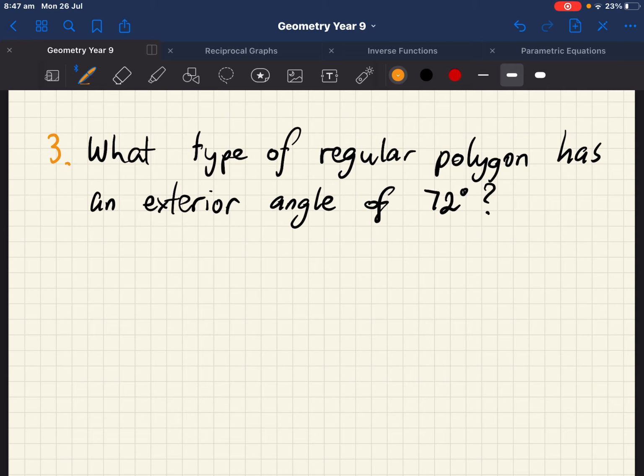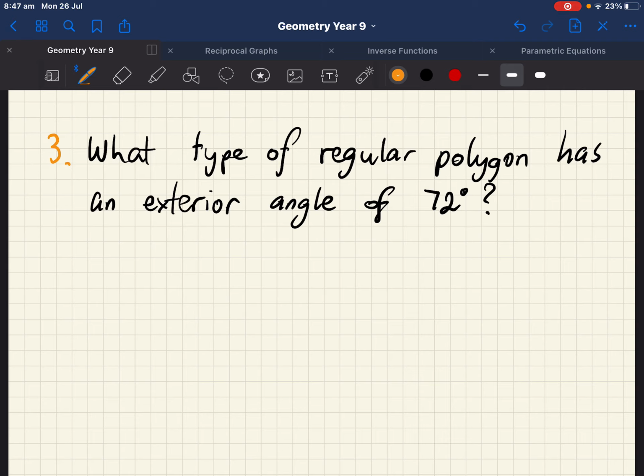What type of regular polygon has an exterior angle of 72 degrees? So this time we've been told the exterior angle is 72 degrees and they want us to work out how many sides the polygon has, right? We don't know if it's a triangle, quadrilateral, pentagon, hexagon. We don't know. That's what they're asking us to find out.